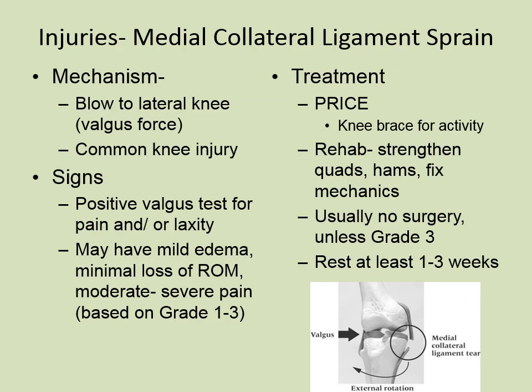As far as injuries to the knee, an MCL or medial collateral ligament sprain is a somewhat common injury. Our mechanism here is a blow to the lateral side of the knee, creating a valgus force. So again, this is our fibula. So this is the lateral side of the knee. This is the MCL on the medial side of the knee. The person is going to be struck on the outside of the knee, causing the MCL to overstretch and possibly tear. Some signs would be positive valgus test for pain and or laxity.